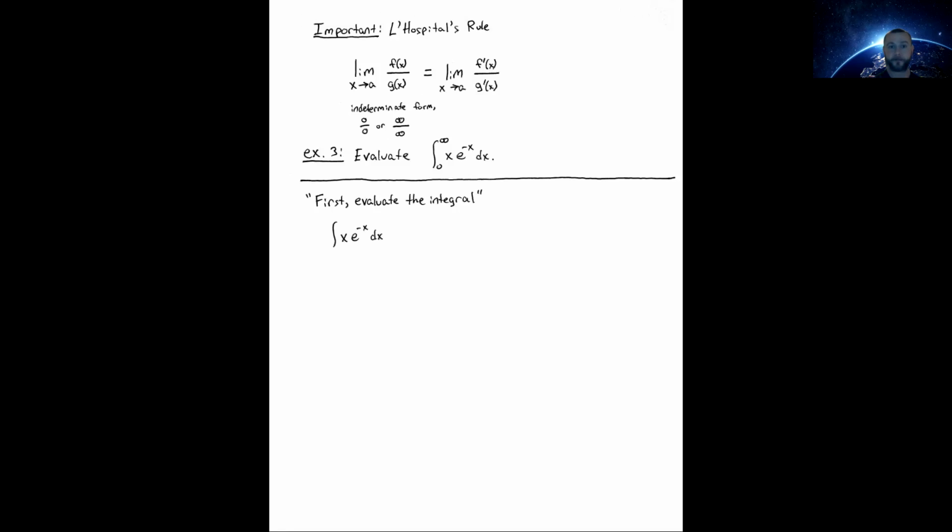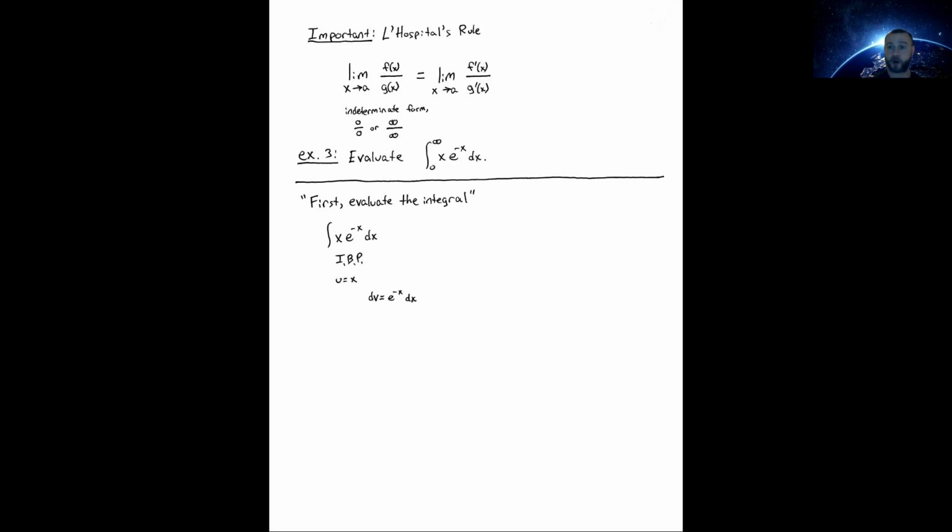All right, welcome back. The first thing we want to do for this one is get the integration out of the way. There's a little bit of work involved. All right, the work is just integration by parts. We're going to choose our u as x and our dv as e to the negative x dx.